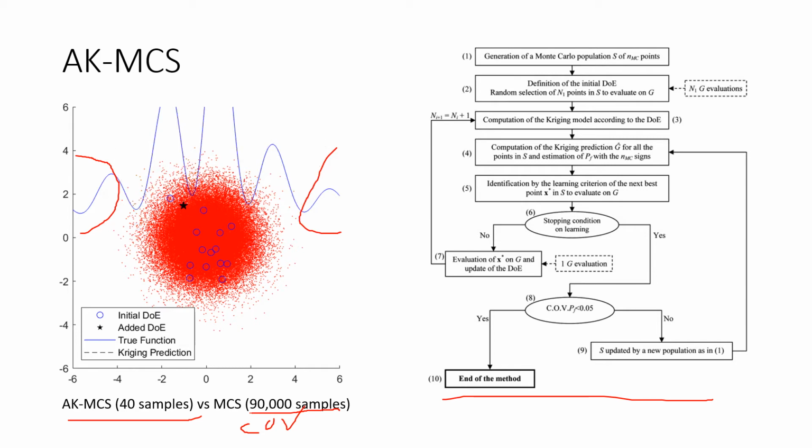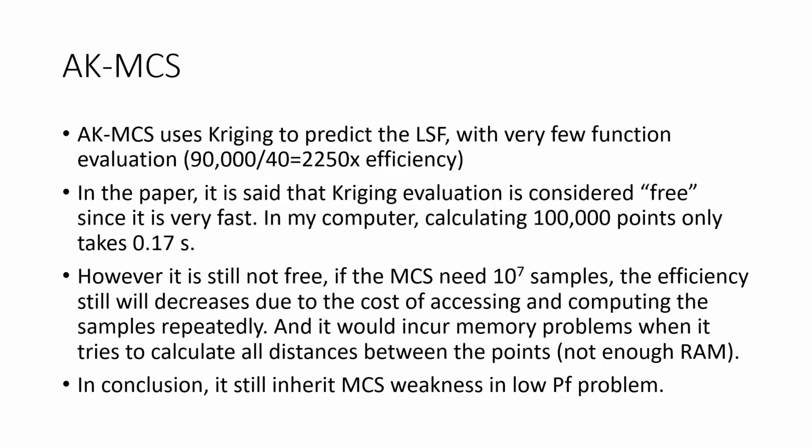And then next we have the AKMCS. The AKMCS uses Kriging to predict the limit state function with very few evaluations, so it's almost 2000 times more efficient. In this paper, it is said that the Kriging evaluation is free because it's very fast. On my computer, 100,000 points only take 0.17 seconds.